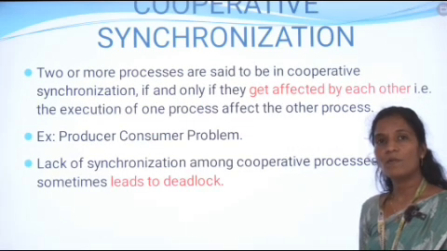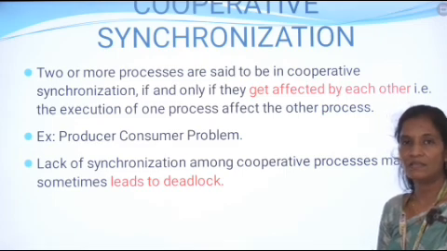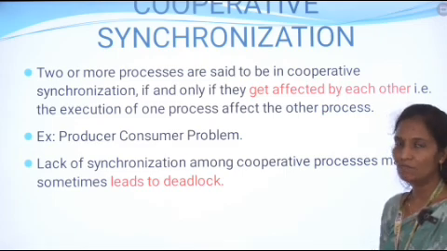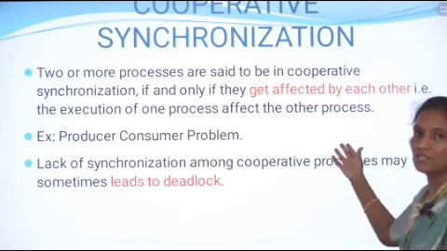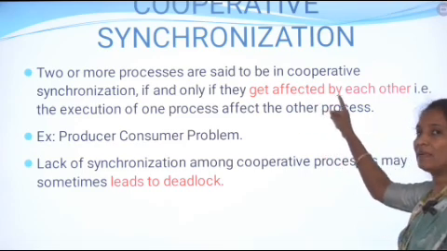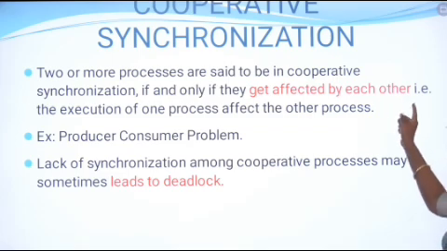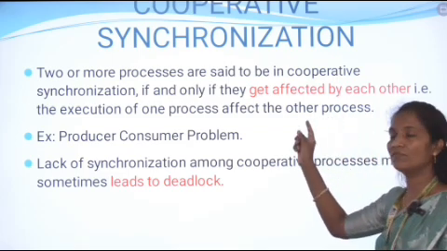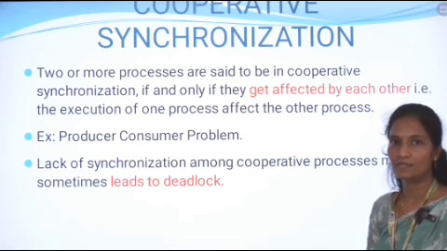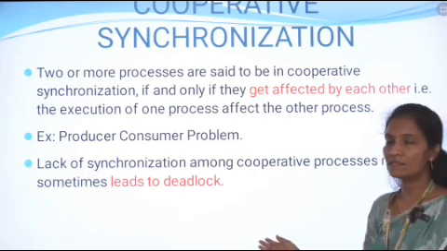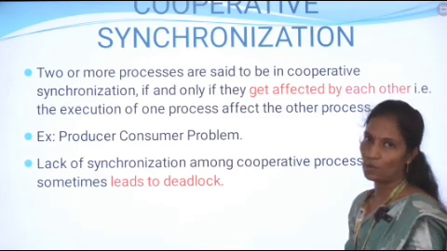Second one is cooperative synchronization. In cooperative synchronization, two or more processes are said to be in cooperative synchronization if and only if they get affected by each other. That is, the execution of one process will affect the execution of the other process. Example for this one is the producer-consumer problem.